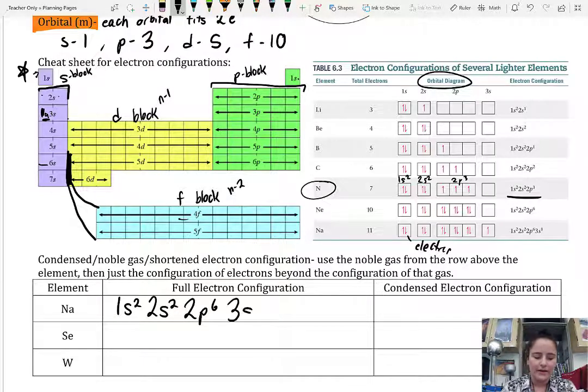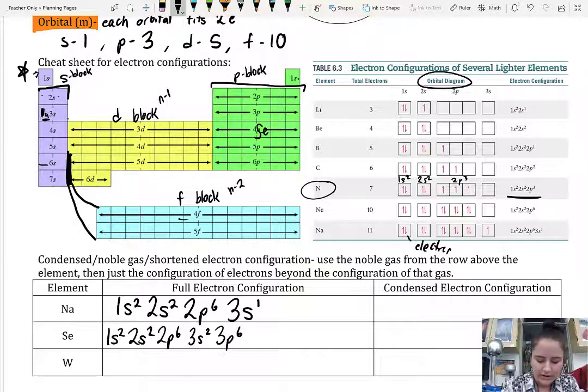Okay, let's go ahead and do selenium. Selenium is number 34 on the periodic table. It is in the P block in group 16, so it is right there. So again, we just start reading out from the top. 1s2, 2s2, 2p6, 3s2, 3p6. Right now I'm right here, so then go down to here, 4s2.